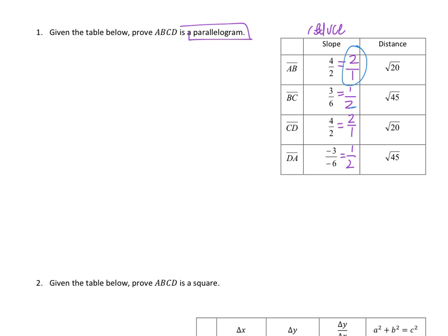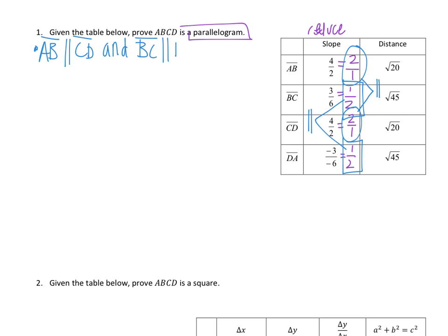I see a 2 over 1 and a 2 over 1. This is talking about slopes, so that means that these lines are parallel because they are the same. Then I see a 1 over 2 and a 1 over 2. These, again, same slopes, means that lines are parallel. So I'm going to go ahead and make that conclusion right now. I circled AB and I circled CD. So AB is parallel to CD, and we have another pair. BC is parallel to DA because they had the same slope.